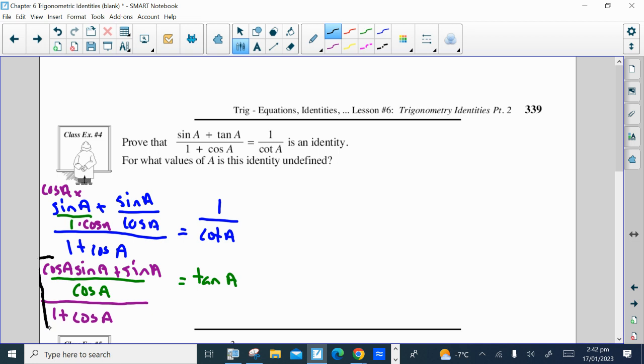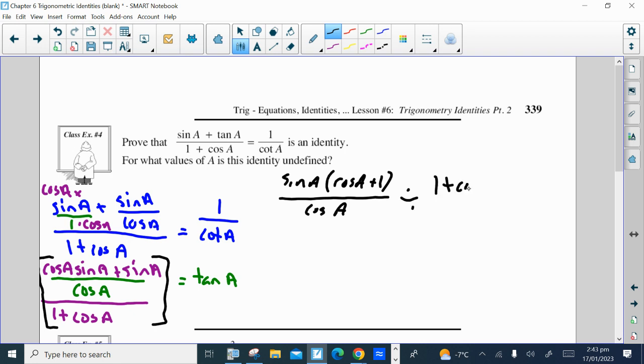So this is the expression that I have right now. I need to show that that is equal to tangent of A. If I look at the numerator here, I can factor out a common factor of sine A. So that's what I'm going to do. A common factor of sine A will give me cos A plus 1. And that's all divided by cosine of A. And that is divided by 1 plus cosine A, or 1 plus cosine A over 1. And this should all equal tan A.